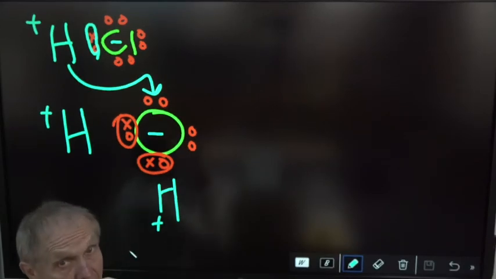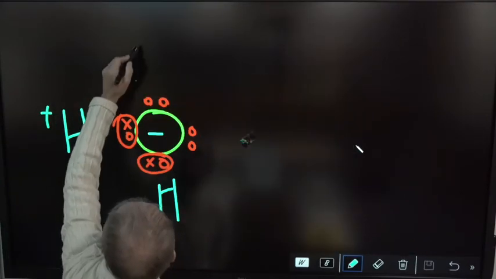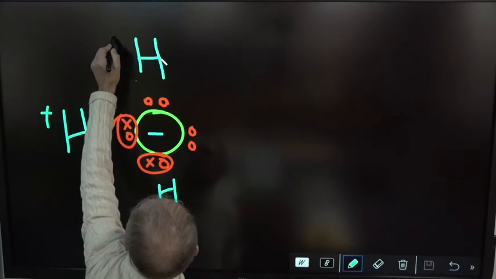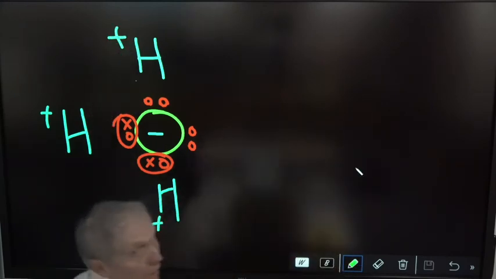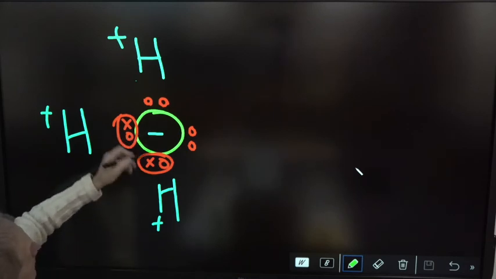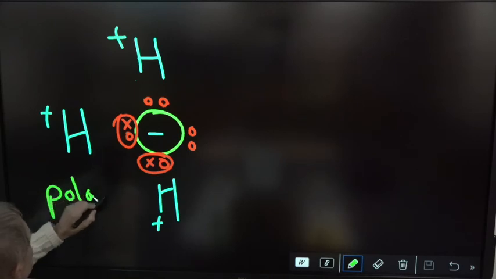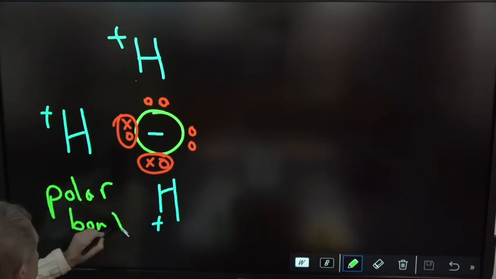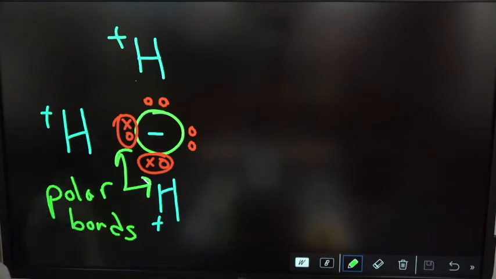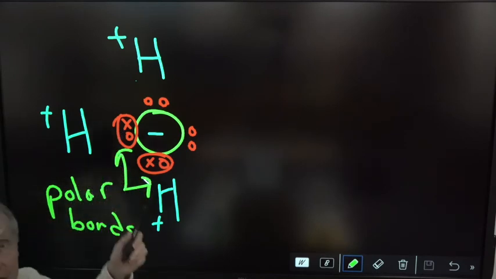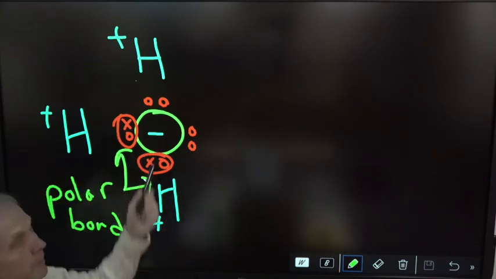So, watch. Here's what a coordinate covalent bond looks like once that H+ jumps on. So now, watch. This is unequal sharing, unequal sharing. So both of these are polar bonds. Polar bond, polar bond. That's unequal sharing. But look at this one. You can tell it's unequal sharing because it's XO, XO. The X is from the hydrogen, the O is from the oxygen.